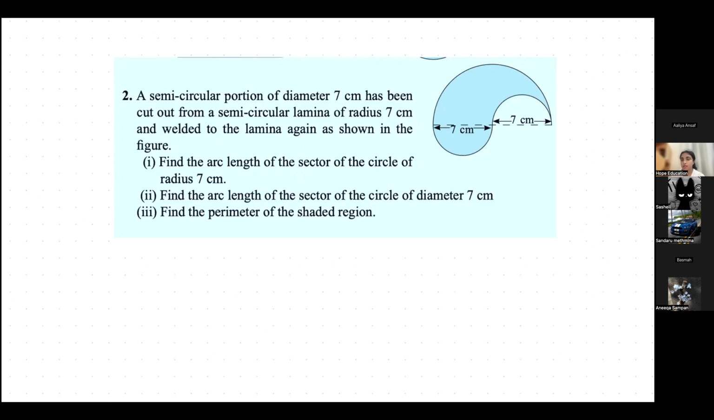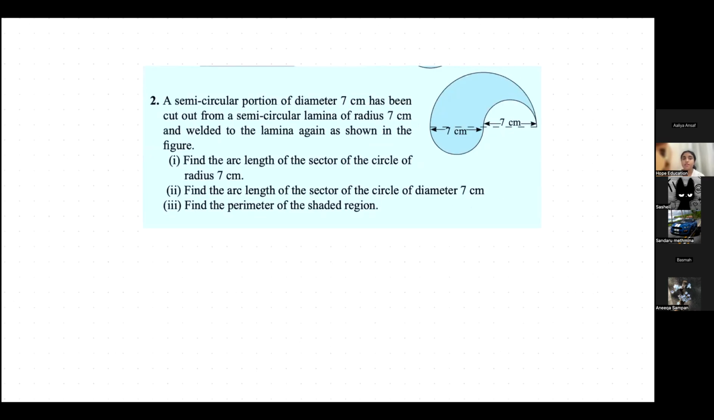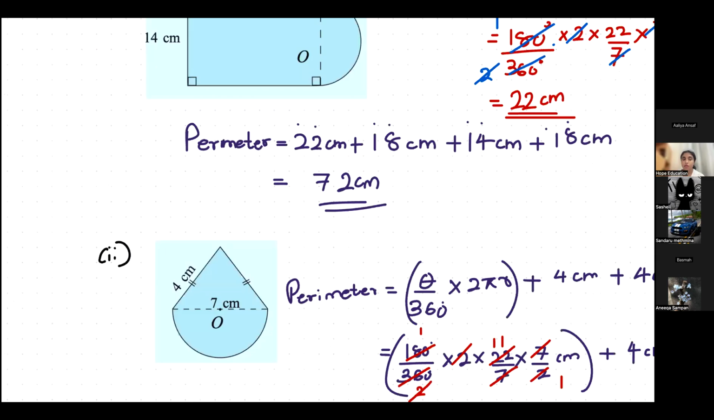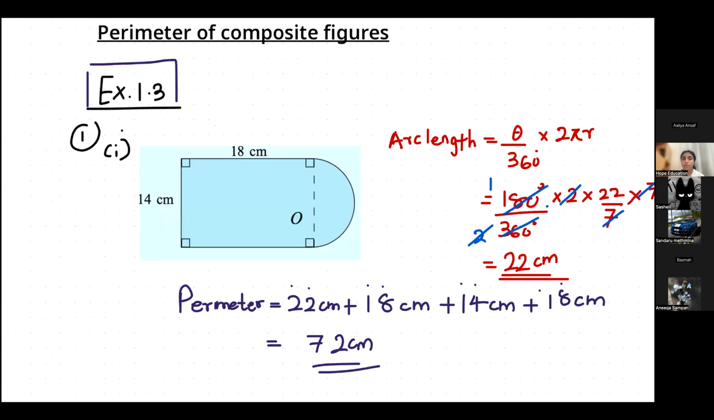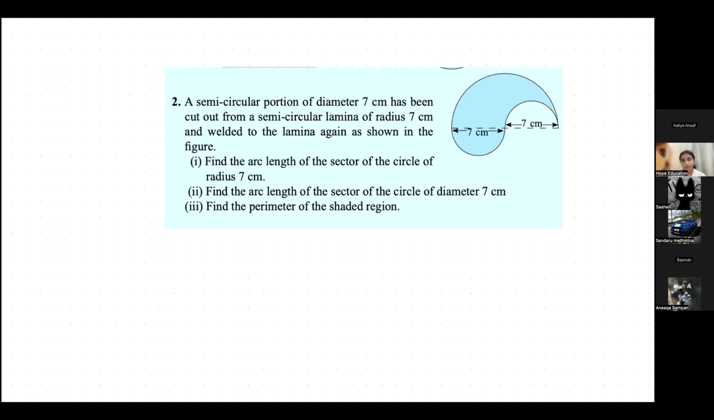Otherwise, I have put it on the board now. This is the question that I want you to try. This is still exercise 1.3, that's what we were doing now. The second question of exercise 1.3. If you have the textbook, it's on page 11.